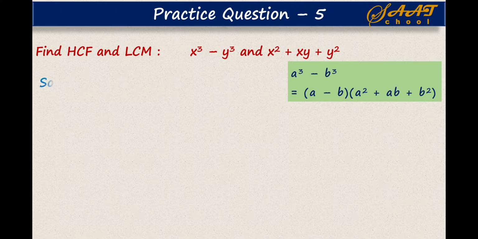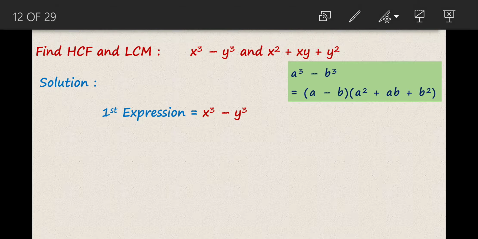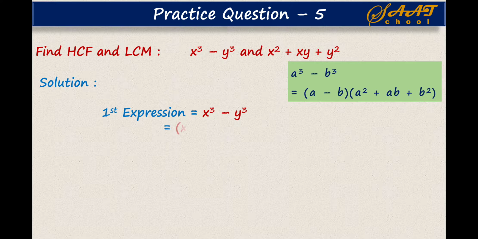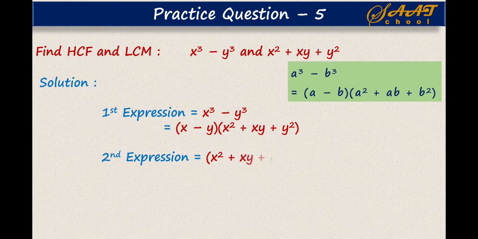Here the first expression, x cube minus y cube, is in the form of a cube minus b cube, which equals a minus b, a square plus ab plus b square. So you can write x cube minus y cube as x minus y, x square plus xy plus y square. So these are the two factors of the first expression. Now we have the second expression, x square plus xy plus y square, and we write it as it is.